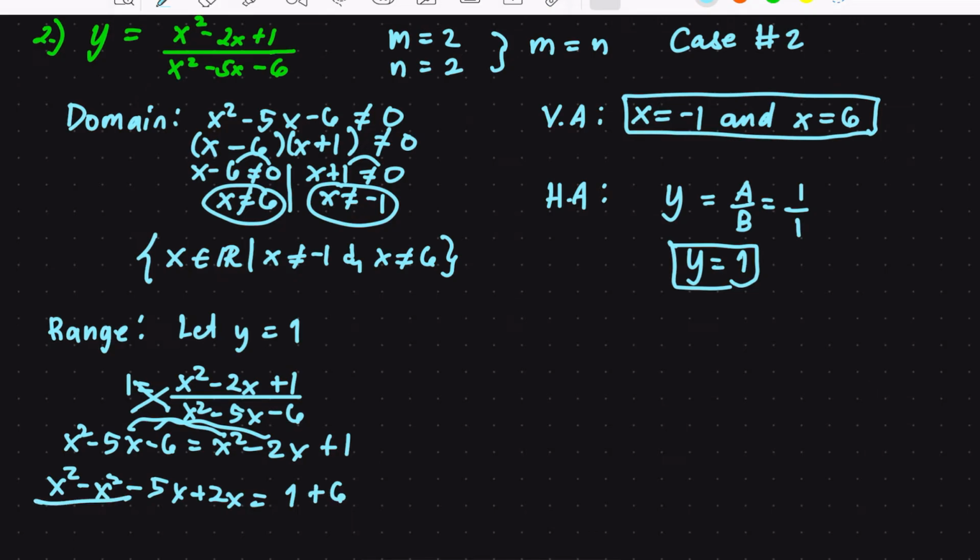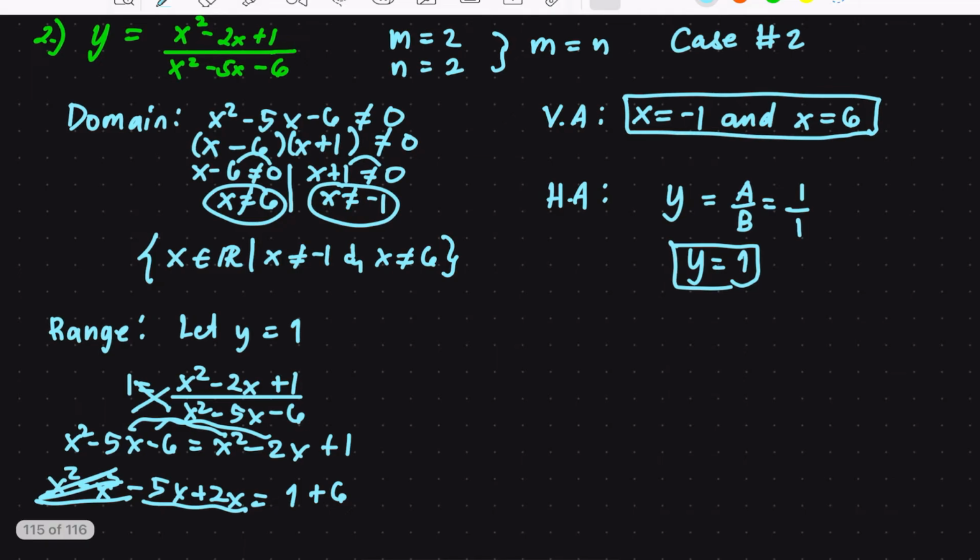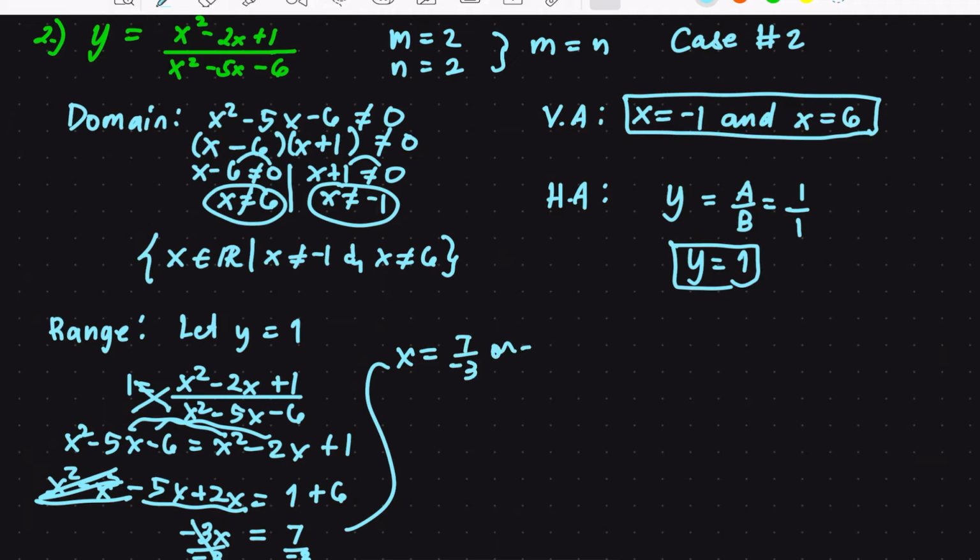So, x squared minus x squared, that is now a 0. Negative 5x plus 2x, that is negative 3x is equal to 7. Divide both sides by negative 3. So, our x is equal to 7 over negative 3 or negative 2 and 1/3.